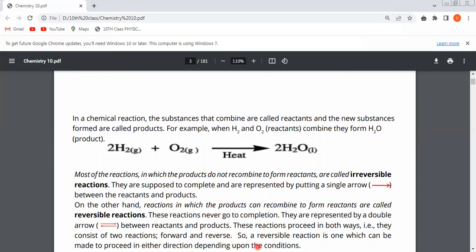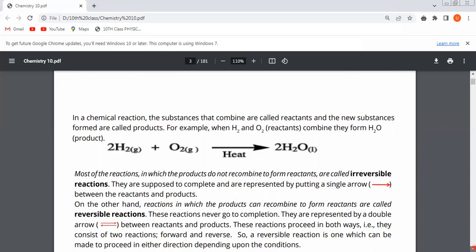Forward and reverse reaction. A reversible reaction can proceed in either direction depending upon the conditions.